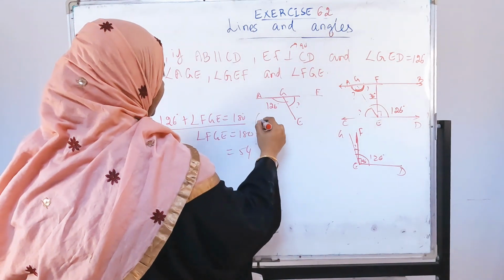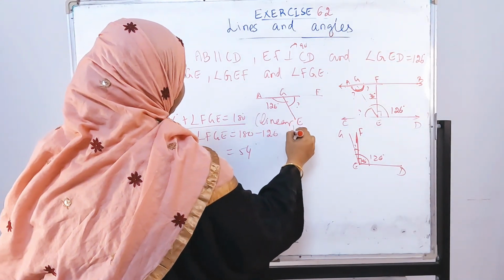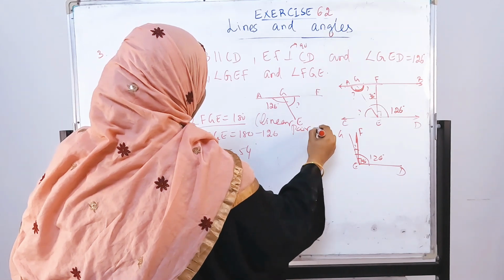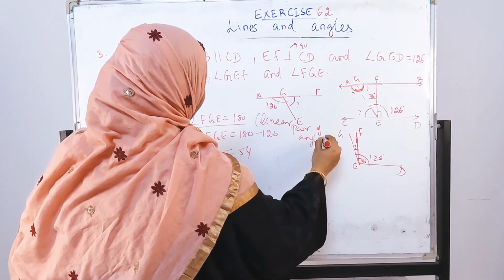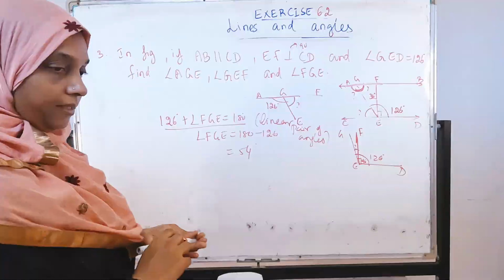This property is linear pair of angles. Linear pair of angles. Okay.